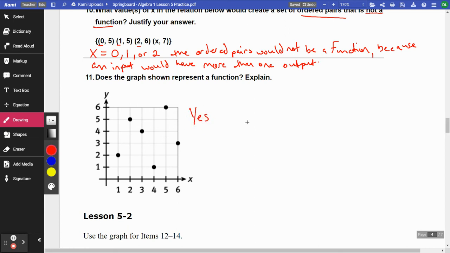Yes. And if something is a function, we say it's a function by just stating the definition, right? What's the definition of a function? Every input has exactly one output.